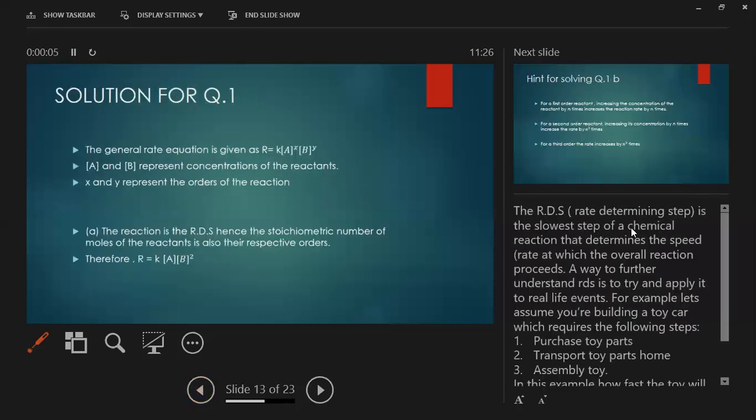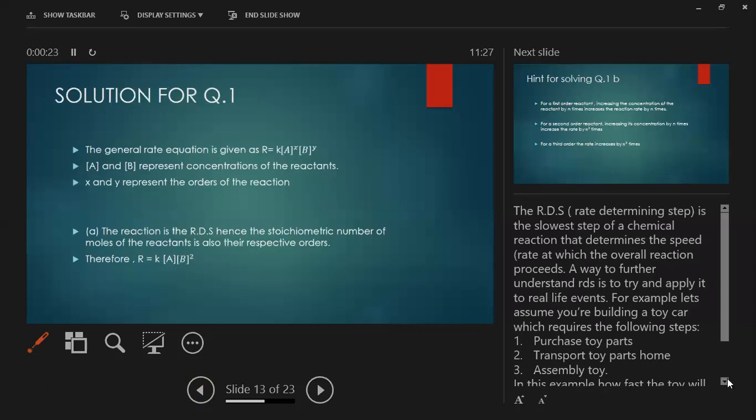Okay, so the rate determining step is the slowest step of a chemical reaction that determines the speed at which the overall reaction proceeds. Yes, that is the rate determining step, the slowest step in the reaction.